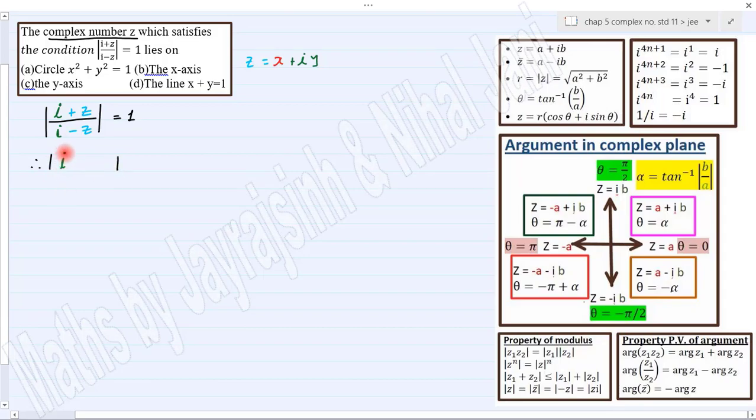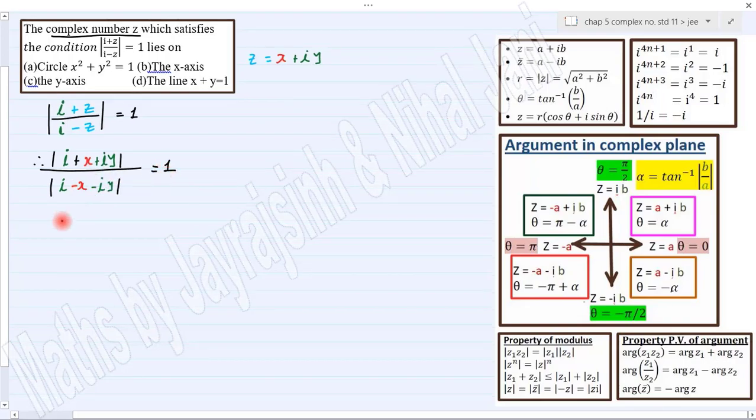So in the numerator, we will get mod of i plus x plus iy, and in the denominator, we will get mod of i minus x minus iy is equal to 1. Now, let's simplify our numerator. Collect the real part and imaginary part. Your real term is x, so let's get x over here, and we can take i common from the i and iy. So we will get i into (1 plus y). And if we take the denominator on the right side, it will multiply with 1. We will get minus x.